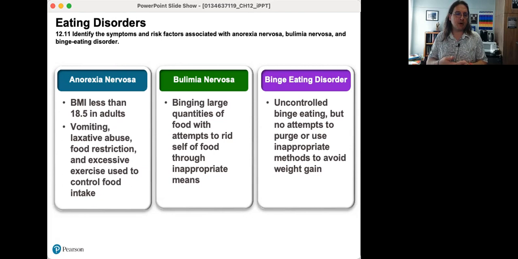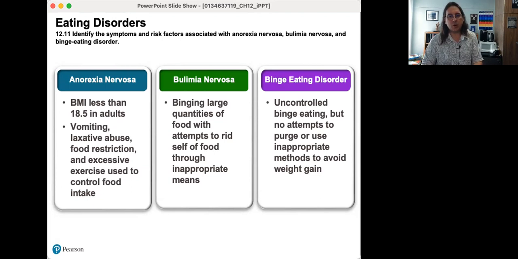Okay. So anyway, we would classify somebody with anorexia as meeting, actually this is a little bit incorrect here, so meeting two criteria: their BMI is less than 18.5 as an adult, probably much less as a teenager, and they're using either laxatives or food restriction and excessive exercise to control food intake. So they're controlling their food, they're not nourishing their bodies in an attempt to lose weight. And then bulimia nervosa is binge eating with attempts to rid the self of food through inappropriate means.